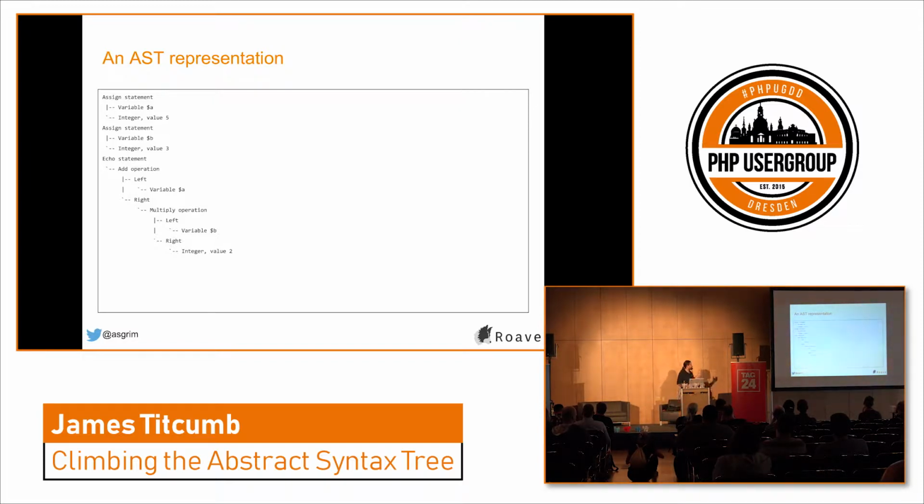So we've got our 2 assignment statements, so we're assigning variables there. That's fairly clear what's going on, I think. We've got the type, they're integers, it's a value of 3 and things like that. And we've got our echo statement. We have an add operation. Again, that's another binary operator. You add 2 numbers together.